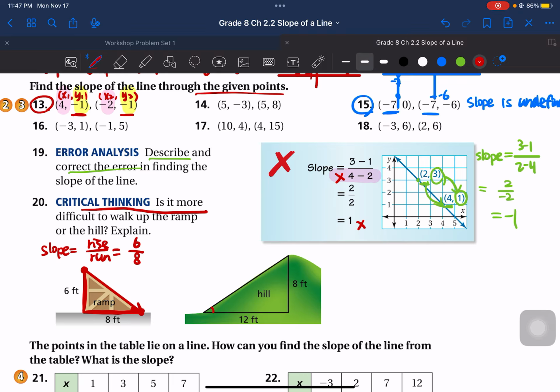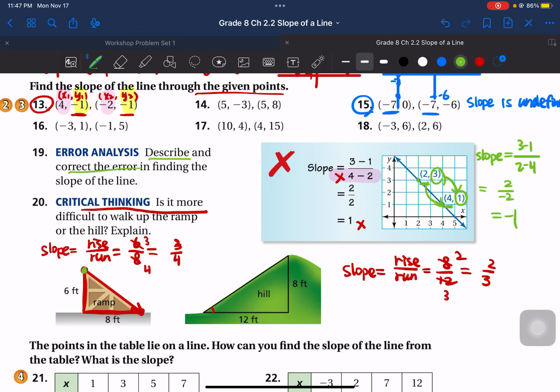And then the second one, the slope is rise over run. So it's 8 over 12. And when we simplify, we divide by 4, we get 2. Divide by 4, we get 3. So it's 2 over 3. Here, if we simplify, we divide by 2, that's 3. We divide by 2, that's 4. So we have 3 over 4.